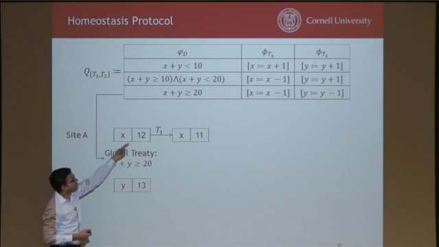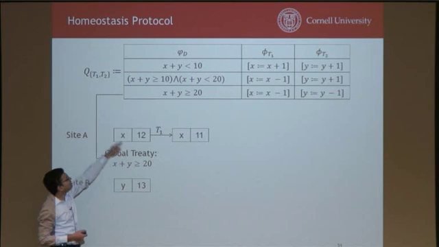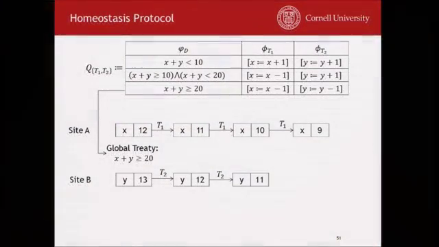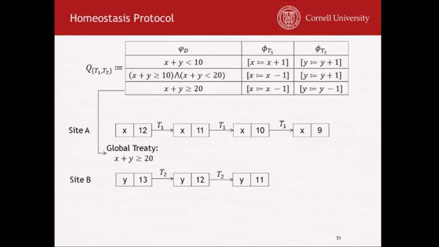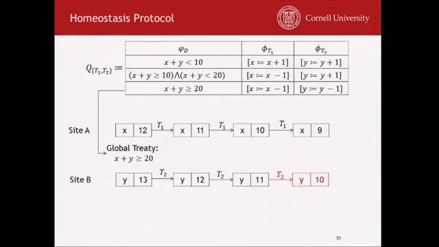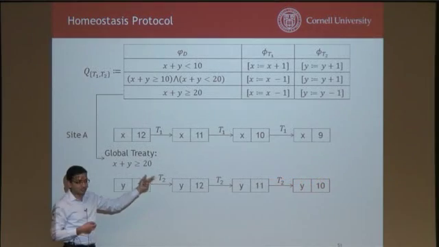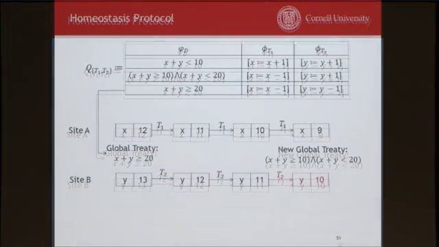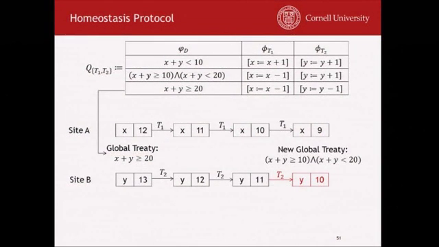So now when I execute a transaction, I look up what effect that transaction T1 has in this particular equivalence class. In this case, it just decrements the value of x. So I can keep on executing these transactions as long as the overall state satisfies this global treaty. Finally, I will reach a stage where a transaction may actually cause a violation of this global treaty, at which point I recheck and establish a new global treaty, and that begins a new round of this homeostasis protocol.